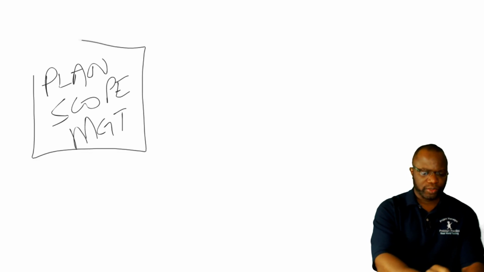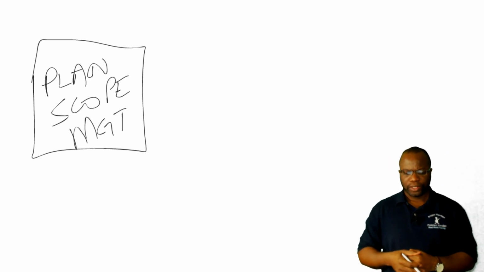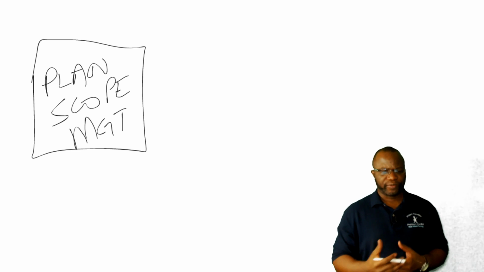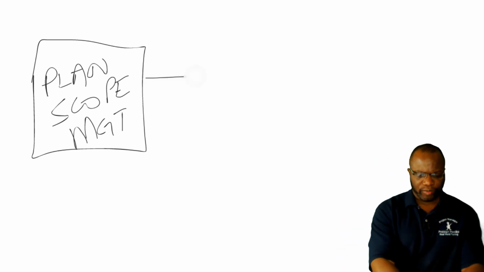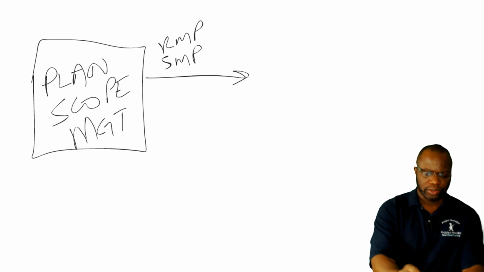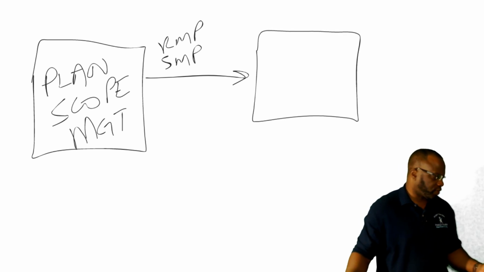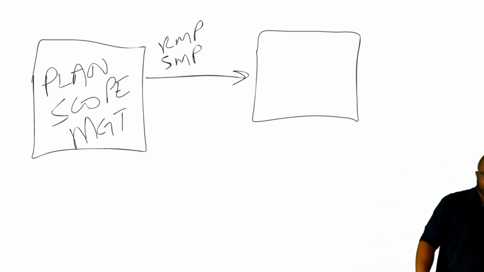As usual, I will use abbreviations so that you exercise your recall. So plan scope management is the first process, and this is where we get a number of things. We get a scope management plan. We get a requirements management plan. And these plans go to a number of places. I just want to show you a few of these.